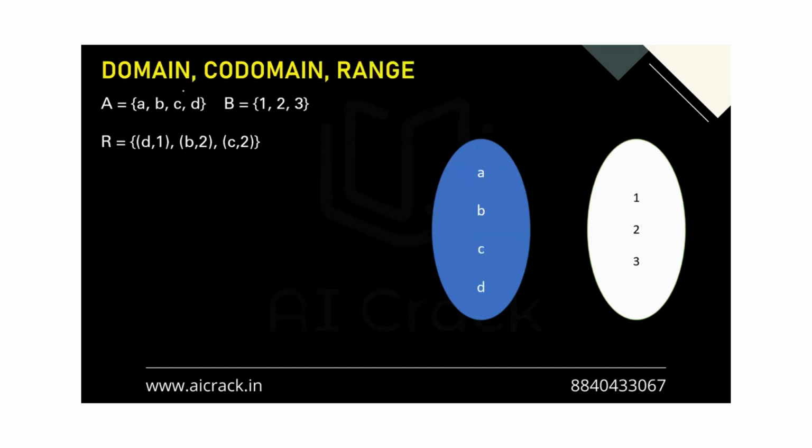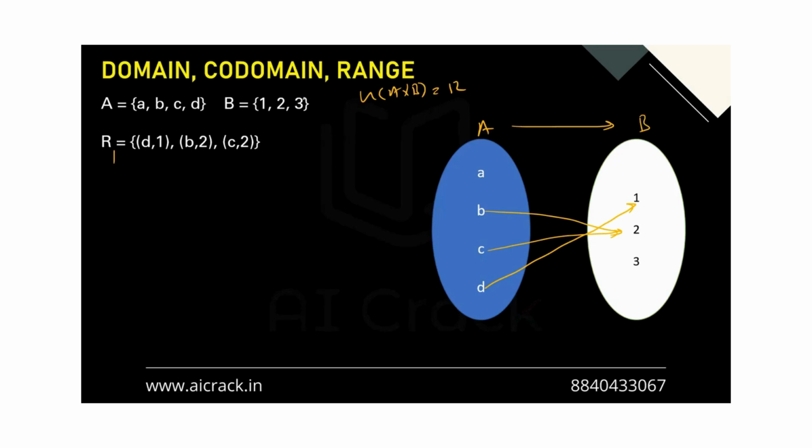Now let us talk about domain, codomain and range. Now we have set A as {a, b, c, d} and set B as {1, 2, 3}. When we write A cross B, we'll be having 12 elements over here. In this set, we'll be having 12 elements, right? This is n(A cross B), that would be 12. This is our set A, set B. We are going from A to B, right? Now we have this relation (d, 1), (b, 2) and (c, 2). So this is our relation. Let's say this is R1, okay?